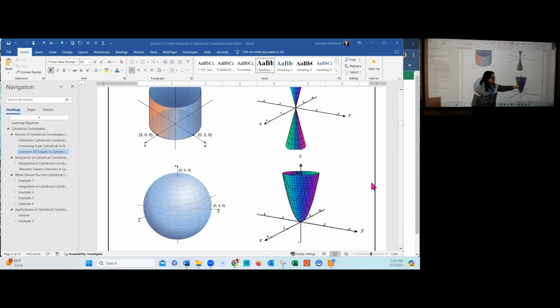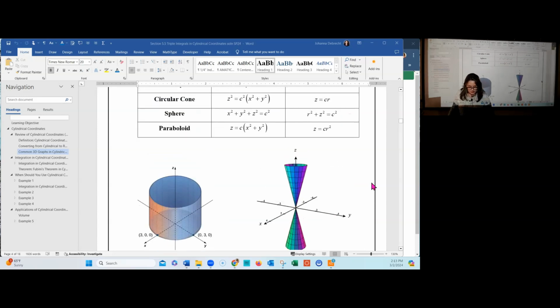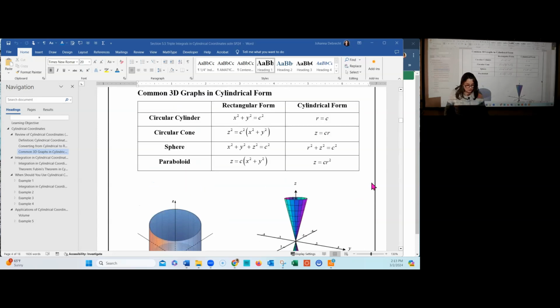Finally, we have one more example of a suitable function for use with cylindrical coordinates, and that would be a circular paraboloid. When we're looking at a circular paraboloid, the equation in rectangular form is z equals a constant times the quantity x squared plus y squared. Since x squared plus y squared is just r squared, then the equation for a circular paraboloid in the cylindrical system becomes z equals a constant times r squared.